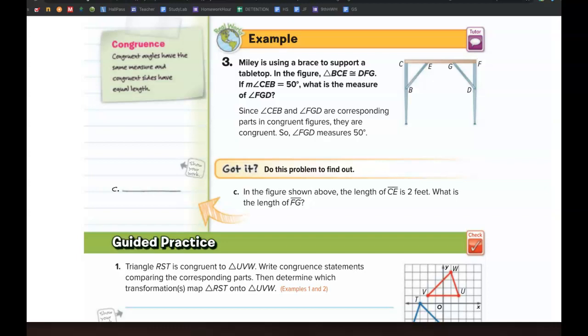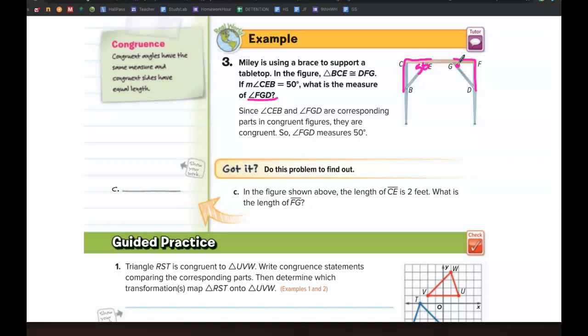If triangle BCE is congruent to DFG, if angle CEB is 50 degrees, go ahead and write that in your book right now. Where is angle CEB? Right at angle E. So this is 50 degrees. We need to figure out what is the measure of angle FGD. So where is that angle at? Angle G, right? So what relationship do these two angles have?